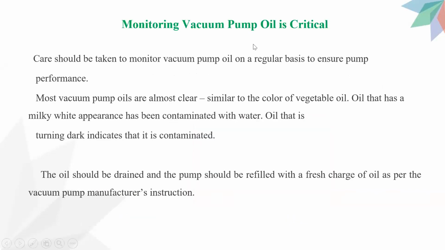Monitoring vacuum pump oil is critical. The vacuum pump oil is almost clear. The color of the oil should be similar to the color of vegetable oil. If it turns milky, white in appearance, or dark, that indicates it is contaminated with water. So the oil should be drained and the pump should be refilled with a fresh charge of oil as per the vacuum pump manufacturer's instructions.